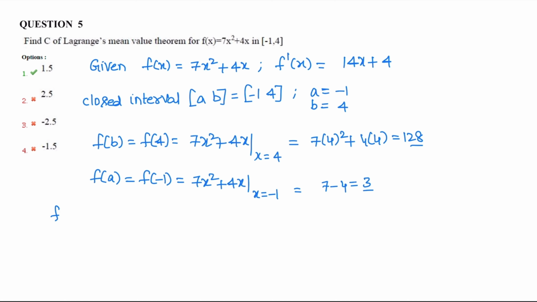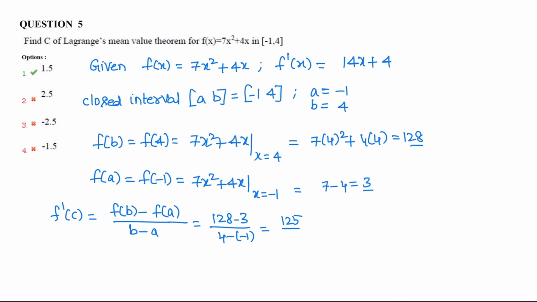Now f dash of c. F dash of c value is f of b minus f of a by b minus a, 128 minus 3 by 4 minus of minus 1, that is 125 by 5. F dash of c value is 25.